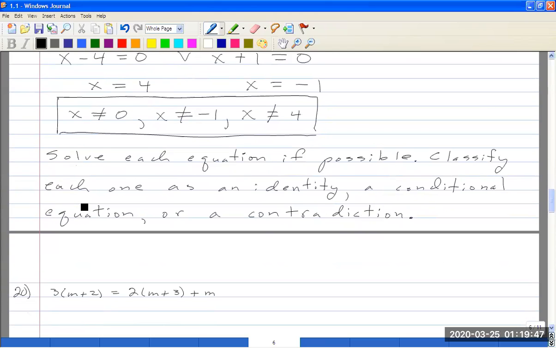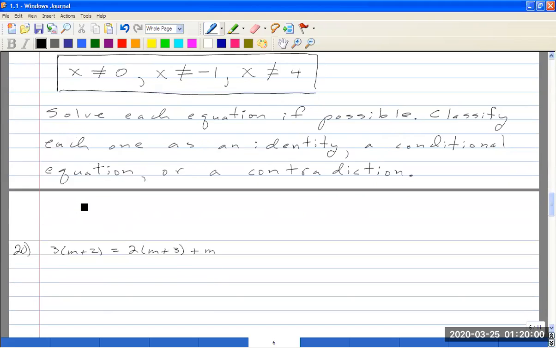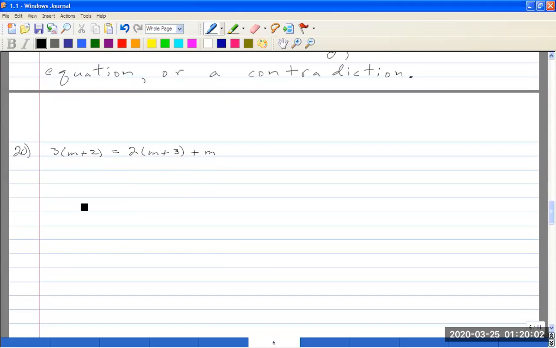Okay, so problem number 20. Solve each equation, if possible. Classify each one as an identity, a conditional equation, or a contradiction. So let's do this. First, let me multiply 3, 2, inside the parentheses. So I get 3m plus 6 equals 2m plus 6 plus m.